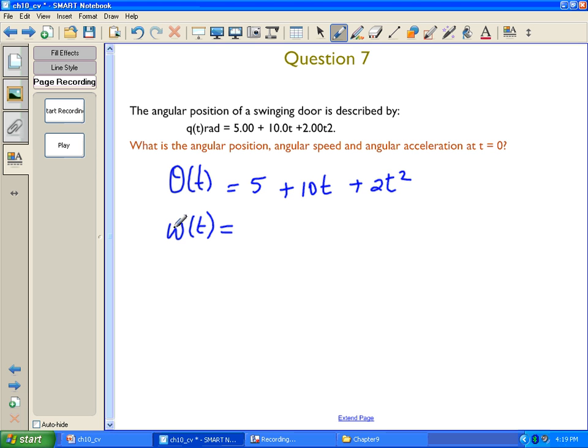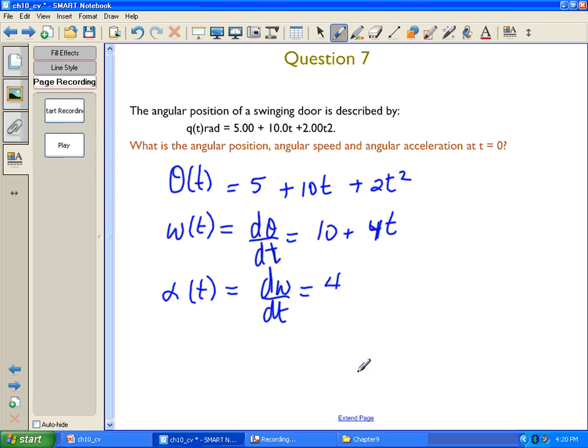Well, the angular speed as a function of time is the derivative d theta dt, which is 10 plus 4t. Alpha as a function of time is d omega dt, which is 4.